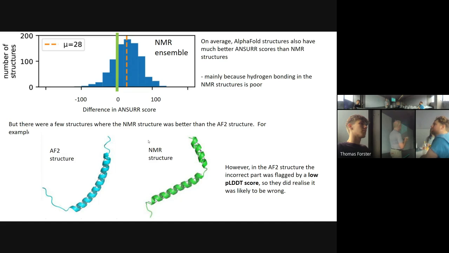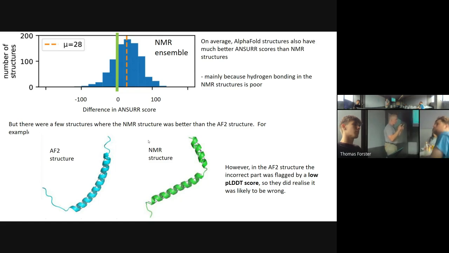And the answer is yes, it is. So essentially what that graph at the top is saying is that the AlphaFold structures are about 28% better than the corresponding NMR structures on average. There are some that are worse. But on the whole, the AlphaFold structures are much better than the NMR structures.